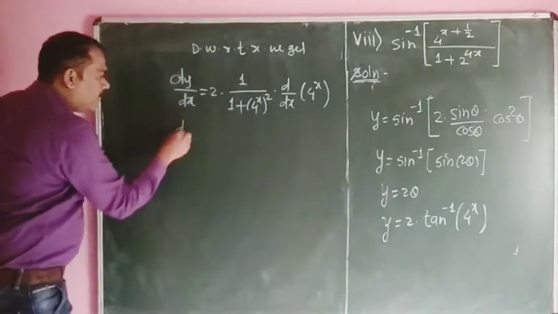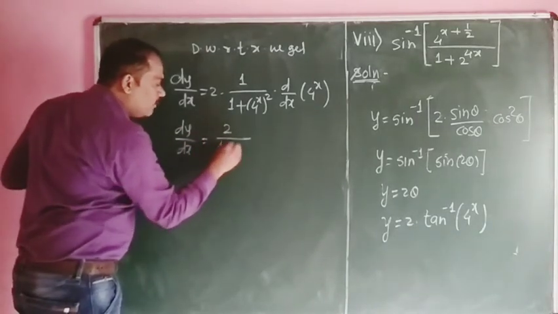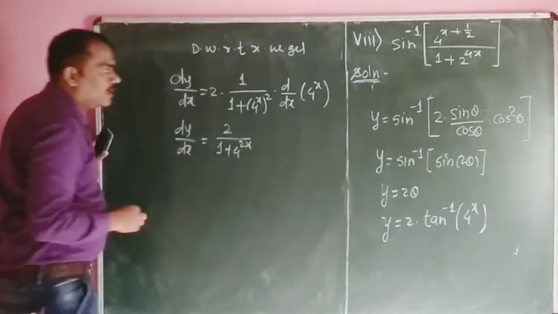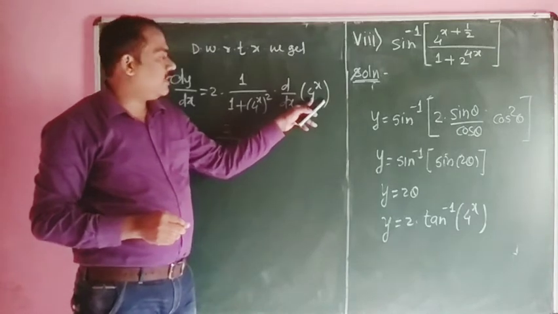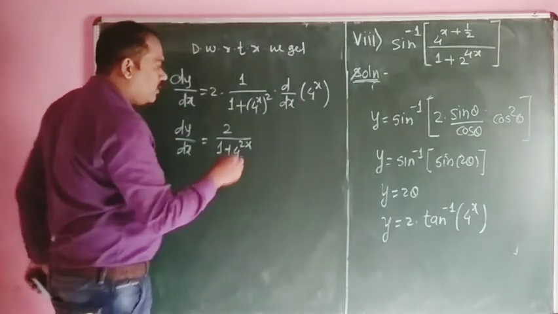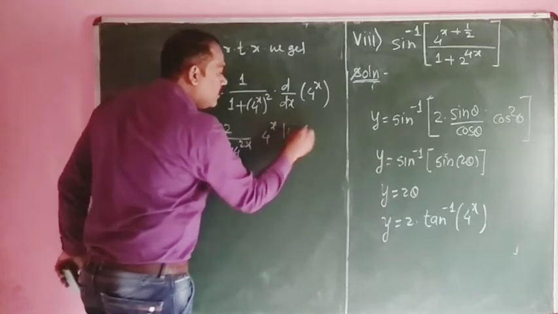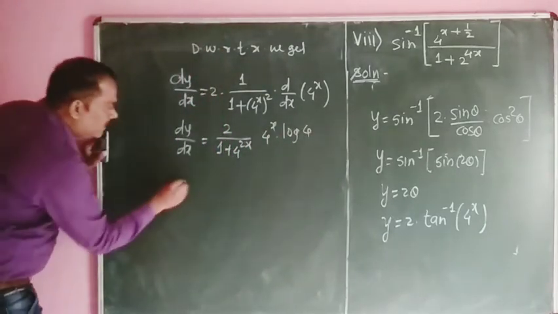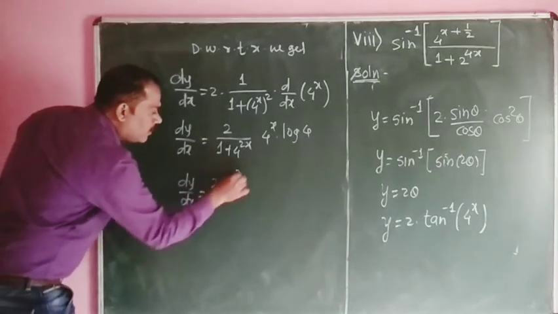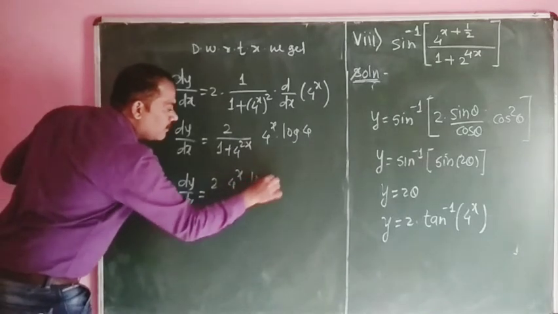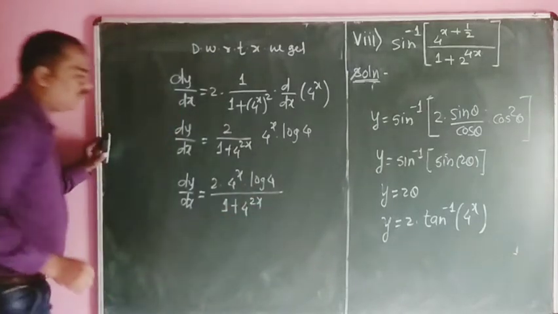so that we have to get dy by dx is equal to 2 divided by 1 plus 4 raised to 2x into d dx of 4 raised to x, by using the formula of a raised to x, that is a raised to x into log a, so that we have 4 raised to x into log of 4, that we have to get dy by dx is equal to 2 into 4 raised to x into log of 4 divided by 1 plus 4 raised to 2x.